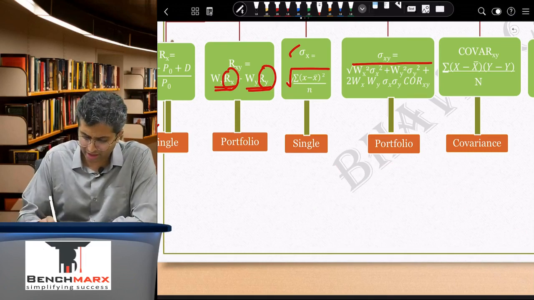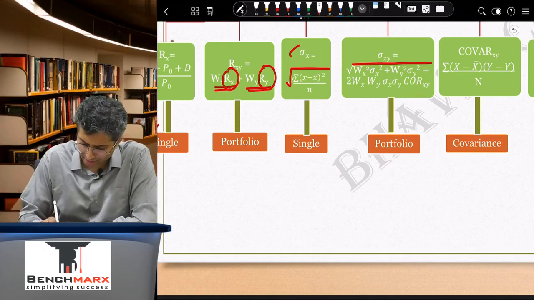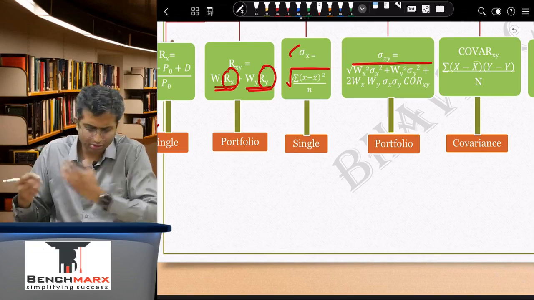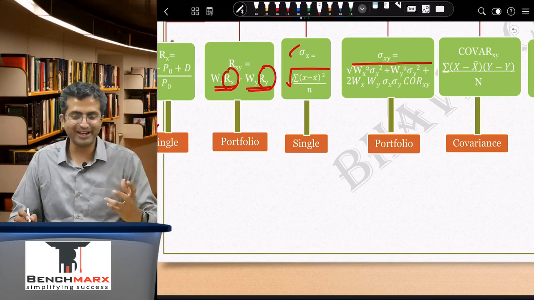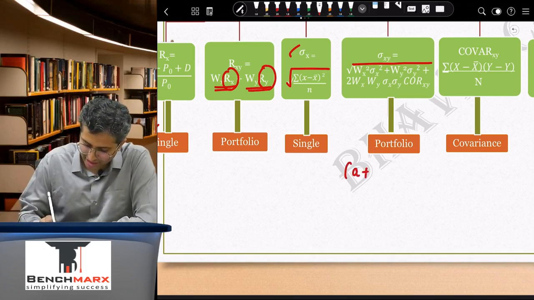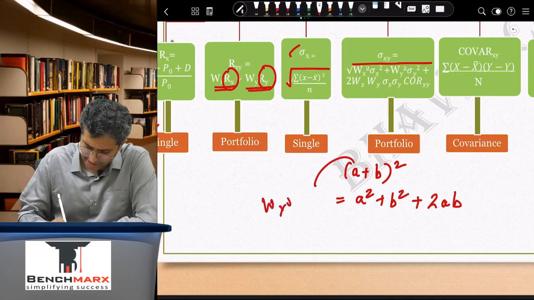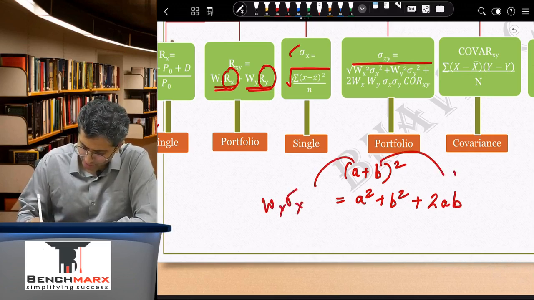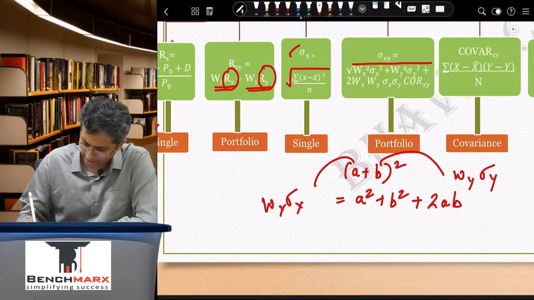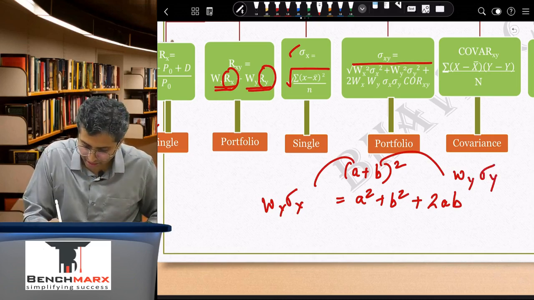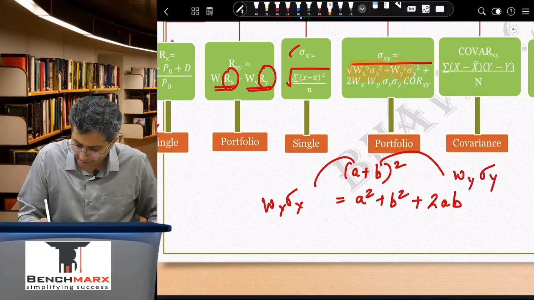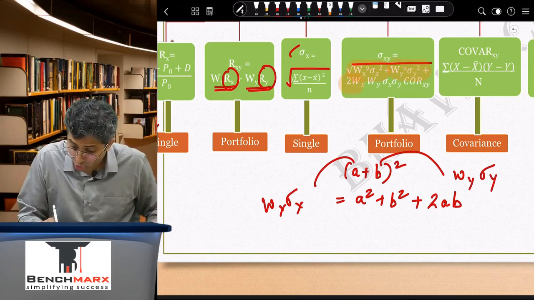So when we look at the workings, the formula for this would be the weight squared x. So you see this long formula, right? However, this formula is actually the a plus b the whole squared formula that you must have studied in school. So that is a squared plus b squared plus 2ab, where a equals weight x times standard deviation x, b equals weight y times standard deviation y. So we can say that this is nothing but a squared, plus b squared, plus 2ab.